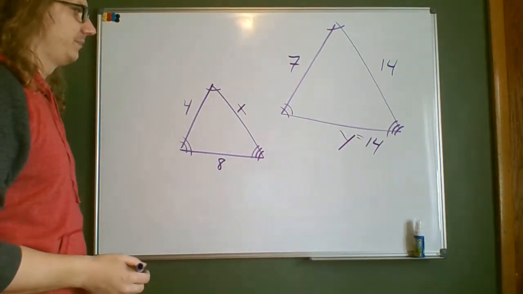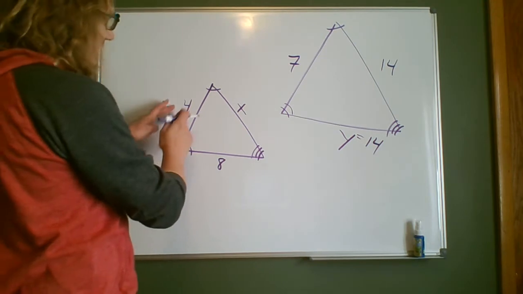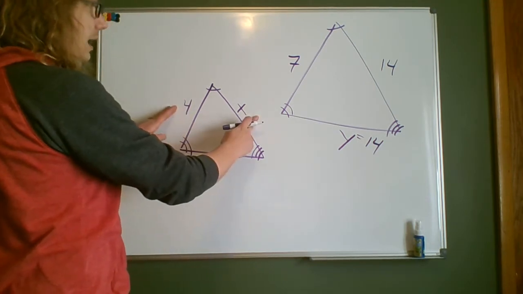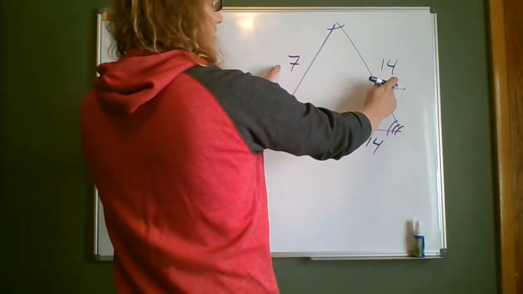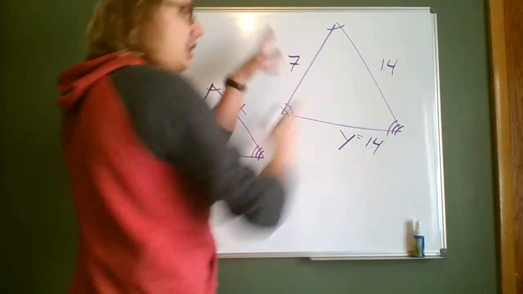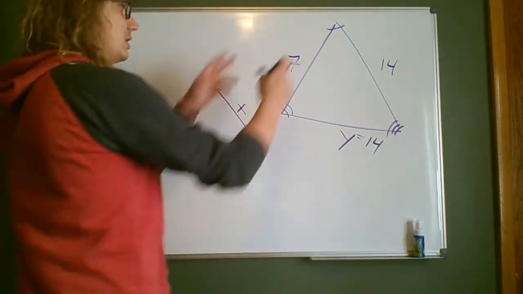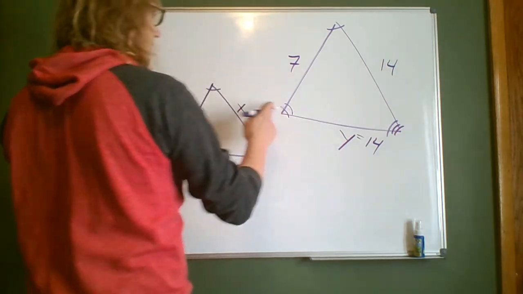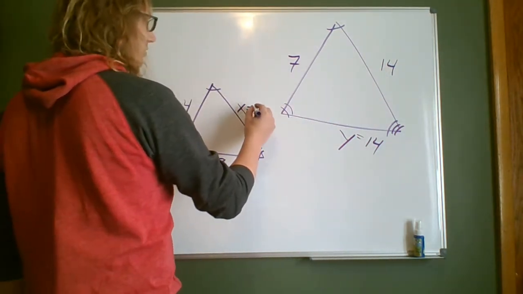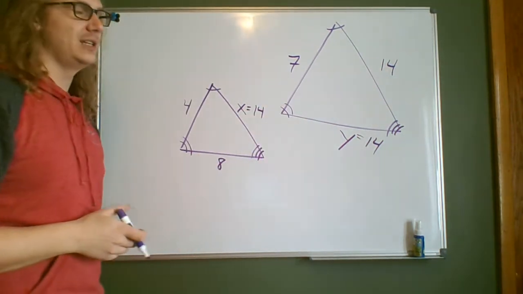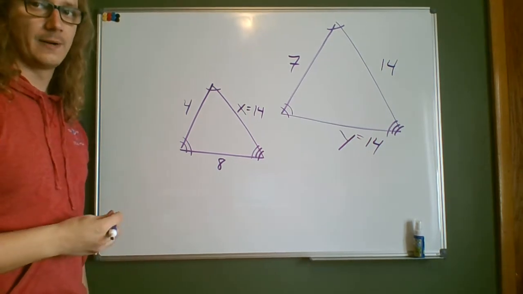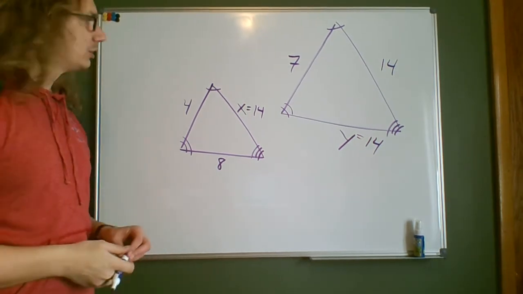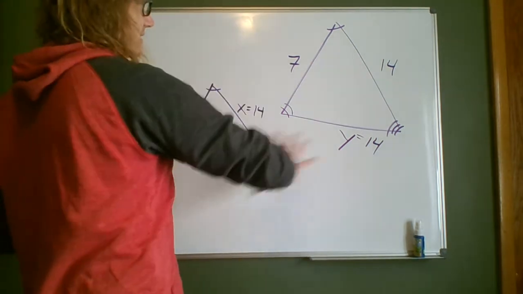is 14. Now, I don't know on this side what I need to do from 4 to x. But I know over here to go from 7 to this 14, I just doubled. And all of the sides work out this way. So this corresponding side to this corresponding side, I just doubled again. So x will also equal 14. So we have an isosceles triangle here. Okay, so that's the kind of stuff we're looking at today, looking at the ratios within the sides.